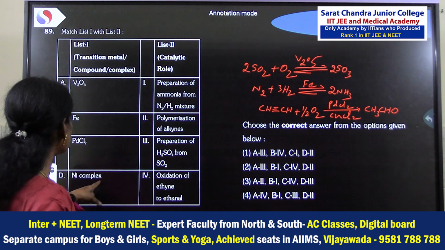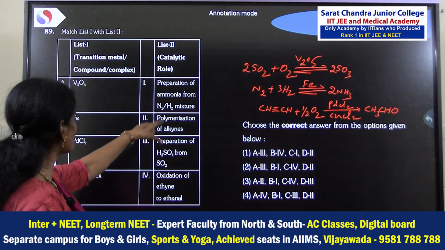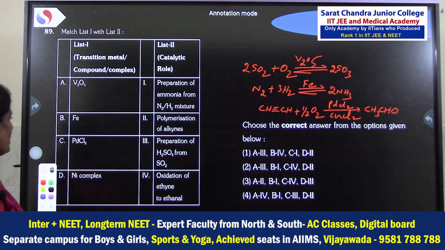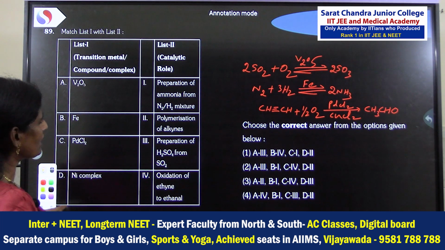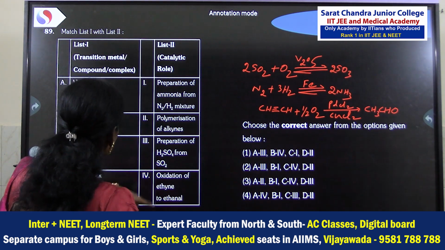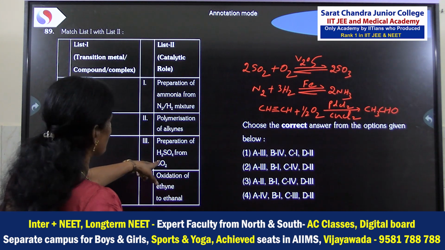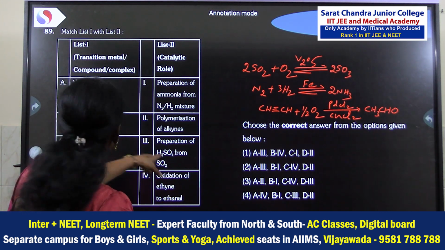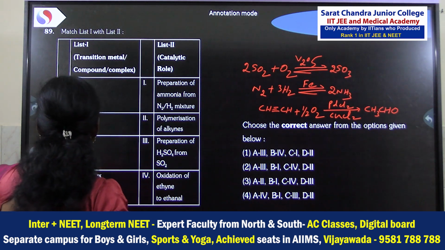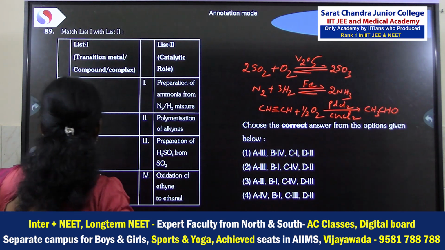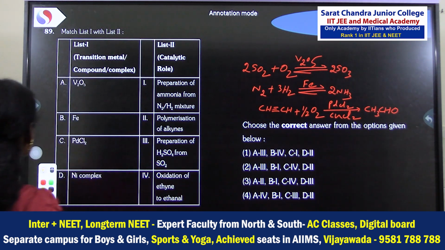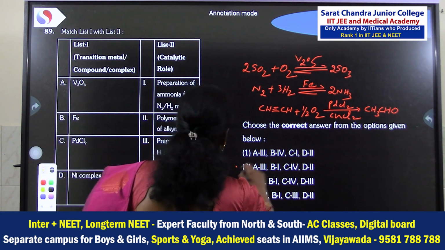And nickel complex is used as a catalyst for the polymerization of alkynes. So the correct matching is: A, the preparation of sulfuric acid, so A3; next, iron, so B1; C4; and D, polymerization of alkynes. So the correct option is the second one.